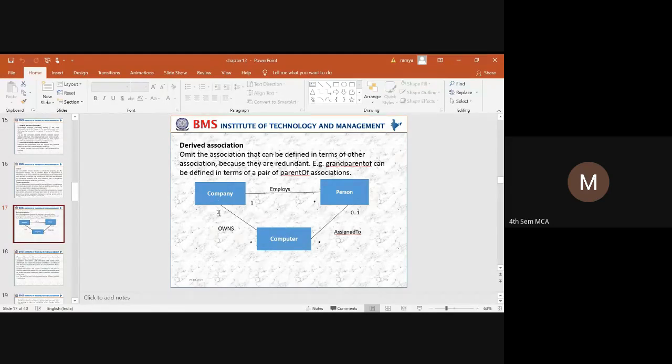So in terms of a derived association, assigned to is a derived association from owns. Why? Because whatever computers are owned by the company will be given to one or more persons. So assigned to is derived from the owns association.